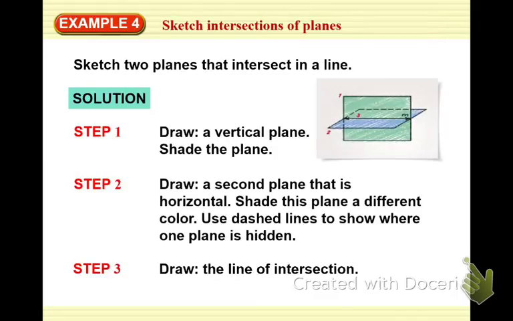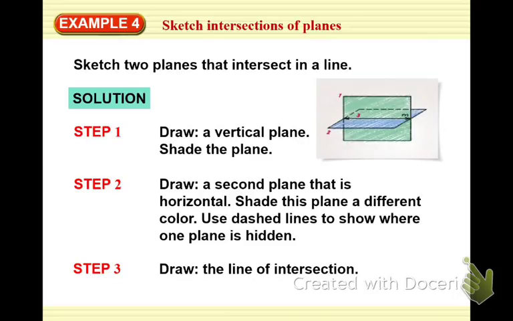So, where'd it go? There it is. Okay? So, dashed lines. At some point, parts of these planes are going to be hidden. So, however you drew yours, figure out which part of those planes would be hidden.